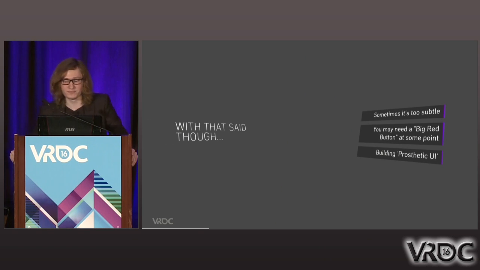So with that said, sometimes using these in-world concepts or in-fiction concepts can also be too subtle. So you may need a big red button to indicate at some point some gameplay information. So how would you go about building this prosthetic UI?